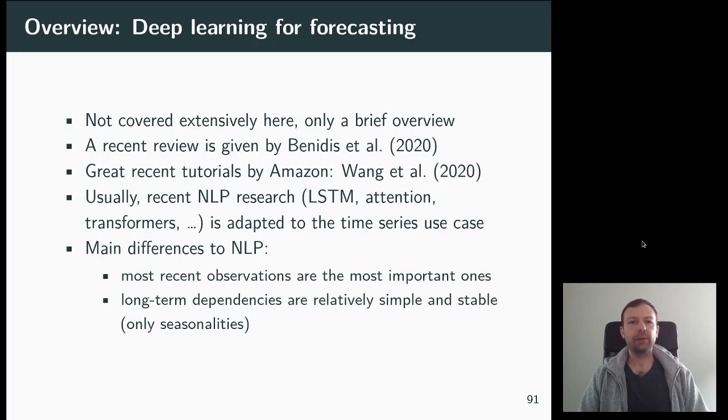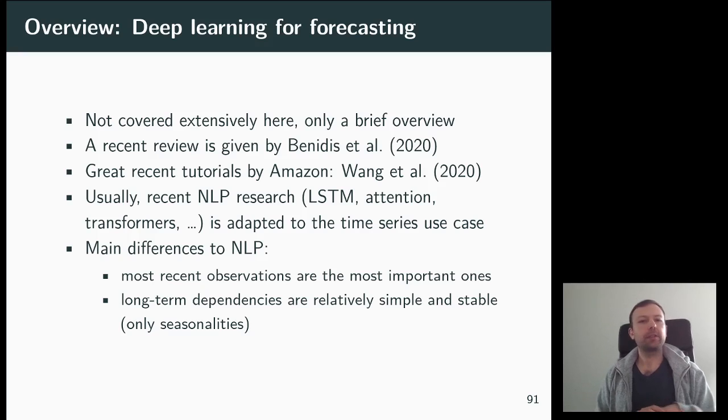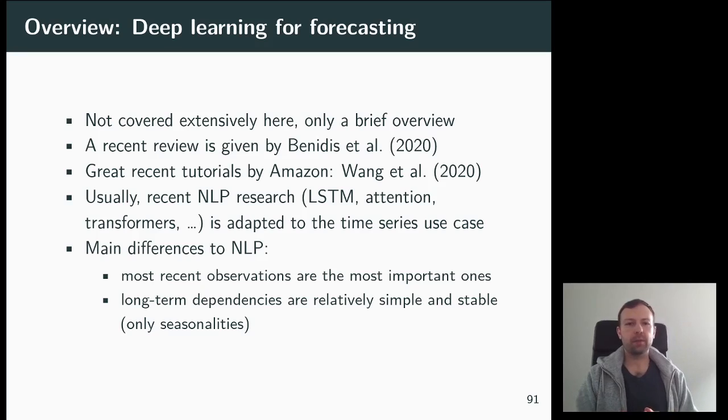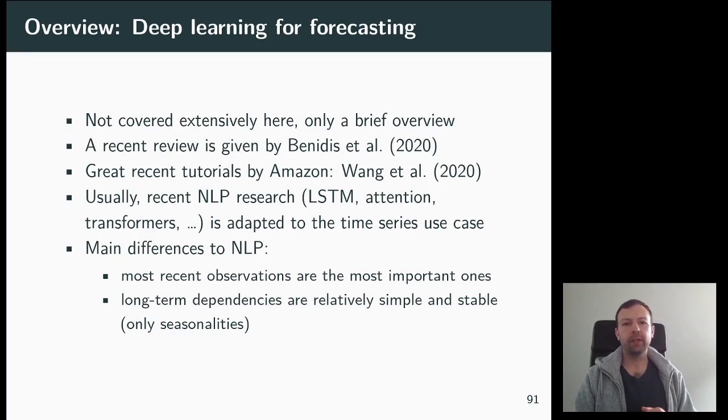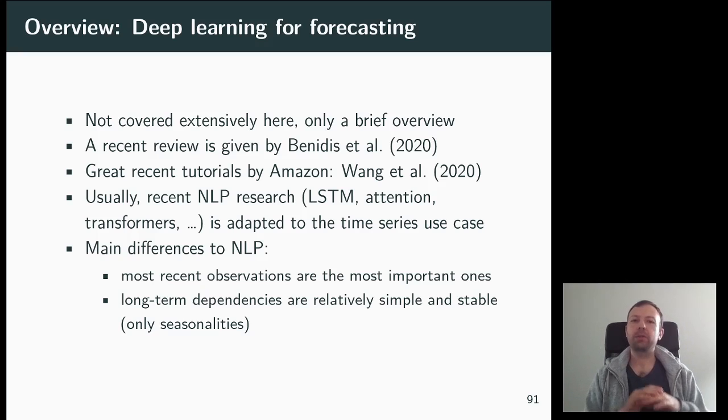So as a general observation, what in forecasting in this space is very often done is that people take the most recent research that came out of natural language processing, like LSTMs, attention, transformers, and they adapt that to the time series use case. And that tends to work really well. However, there are some differences to the NLP case.